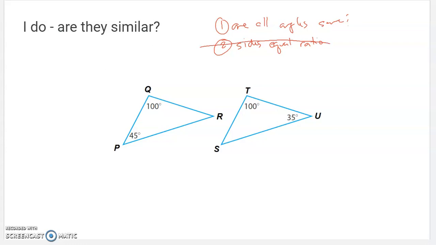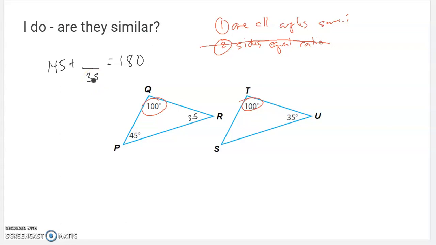Are all the angles the same? I do see that they have a 100-degree angle. That's a good start. I have two other angles here. I need to know the last angle in the triangle. So let's see, if this one's 100, this one's 45. That's 145, plus the other one would be 180. So I think that is 35. So we'll put that in there.